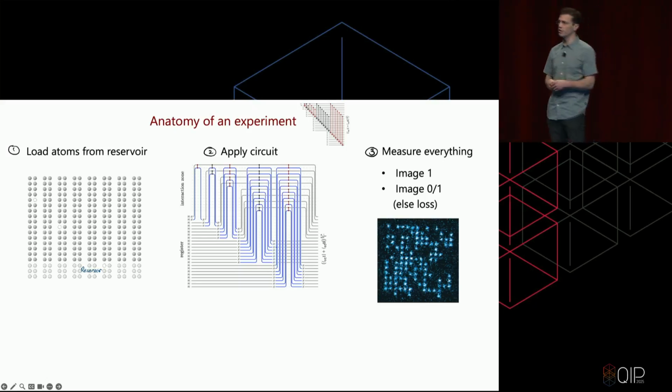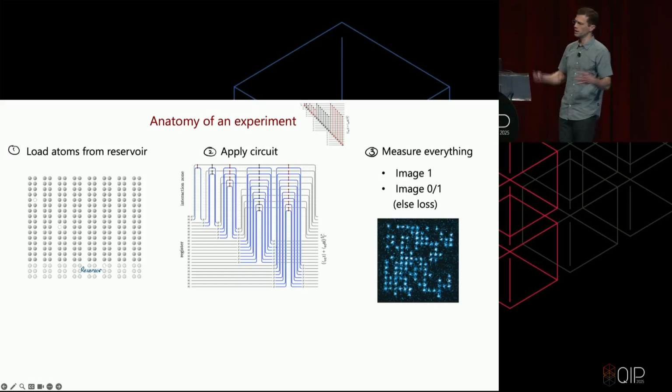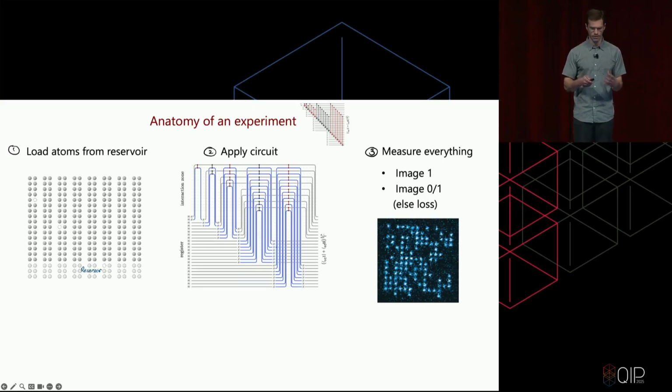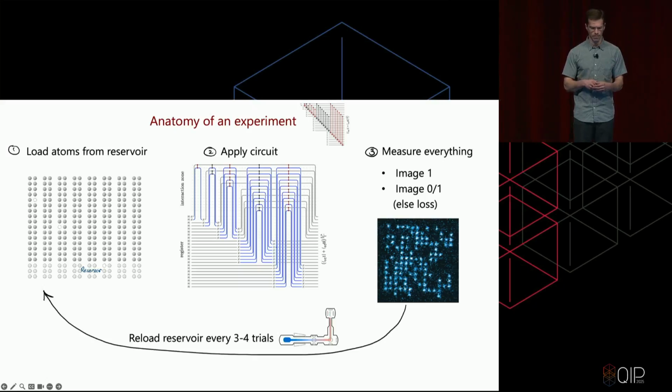This ability to image loss, I think it's different from the Harvard machine or the QuEra machine. I don't think they're imaging loss. I could be wrong. But it's a really nice feature of this device. And then every few trials, they reload all the atoms because some of the atoms are being lost.